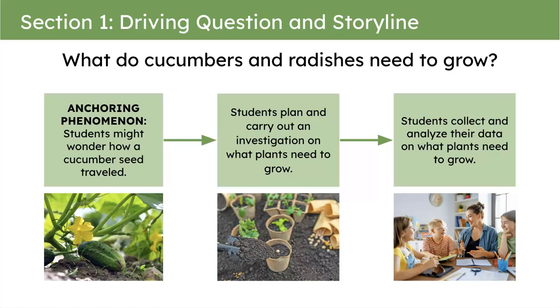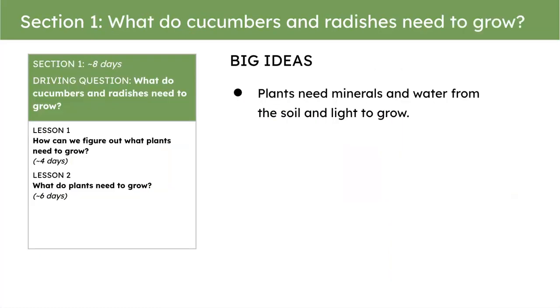The driving question of Section 1 is, what do cucumbers and radishes need to grow? Students will plan and carry out investigations to discover what plants need to grow. They will collect and analyze data to figure this out. Through the storyline of Section 1, students gain an understanding of this standards-based big idea. Plants need minerals and water from the soil and light to grow. Combined, introducing the anchoring phenomenon and Section 1 should take about 8 days to complete.